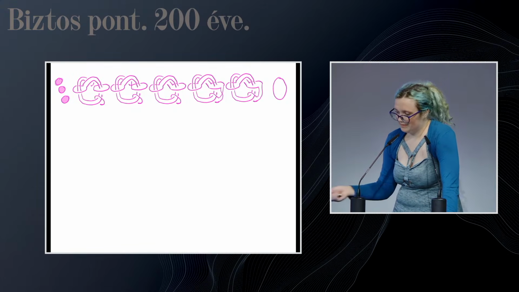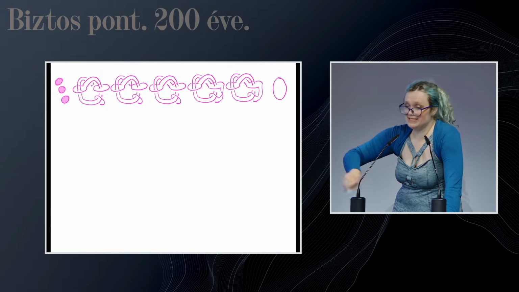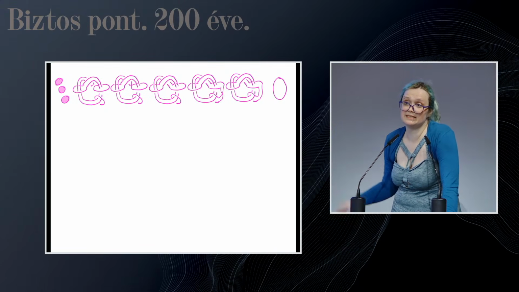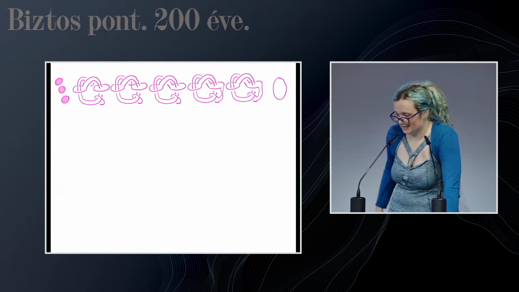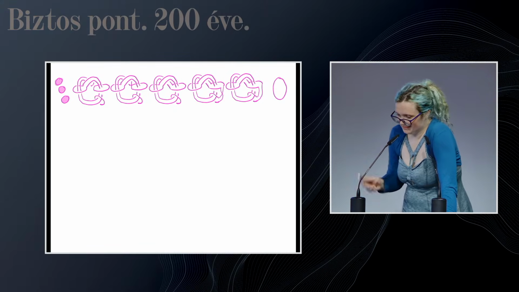And as I go from left to right, I have these index 1 critical points that appear with respect to height. And at the right, which is supposed to be the top, I have an unknot. I don't know why I put this picture here. You don't have to, I'm sorry.